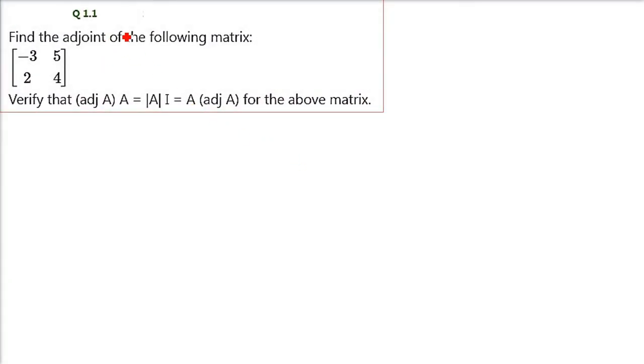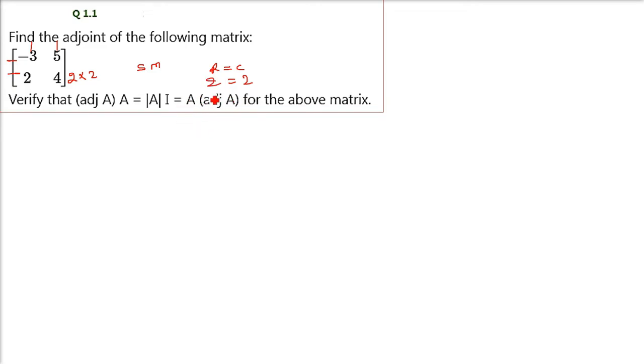This is the first question: find the adjoint of the following matrix. The questions which will be coming are just repetitions of the same type, so please understand it very well. This is a 2 by 2 matrix, and it is a square matrix, which means rows equal columns. There are 2 rows and 2 columns.